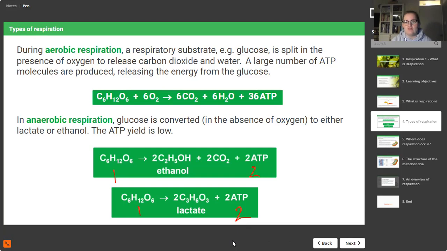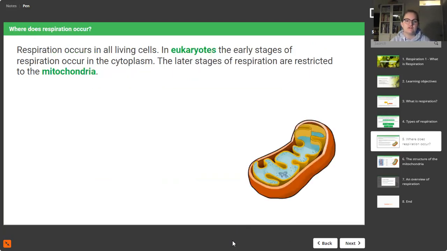So where does respiration happen? Where does it occur? Respiration occurs in every single living cell possible. In eukaryotic cells, the early stages of respiration occur in the cytoplasm, and then the later stages of respiration are restricted only to the mitochondria. So when we talk about mitochondria, we say it's the site of respiration for synthesis of ATP.